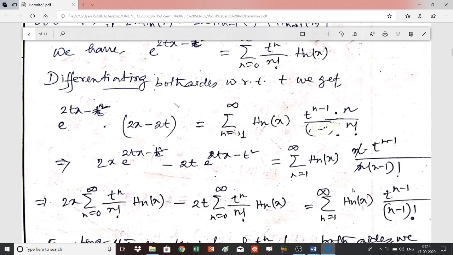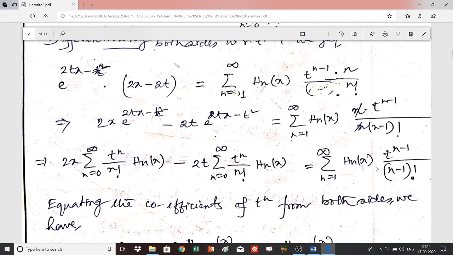So just simplify this: 2x times e to the power 2tx minus t square, minus 2t times e to the power 2tx minus t square, that is equal to the sum over h_n(x) times n t to the power n minus 1, and here n factorial can be written as n into n minus 1 factorial.